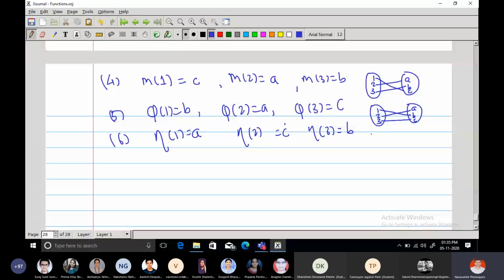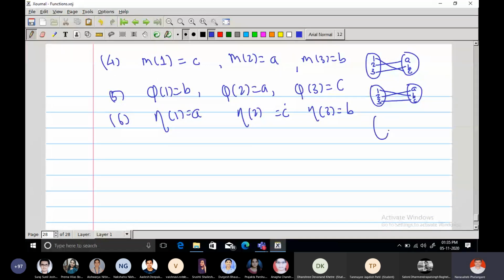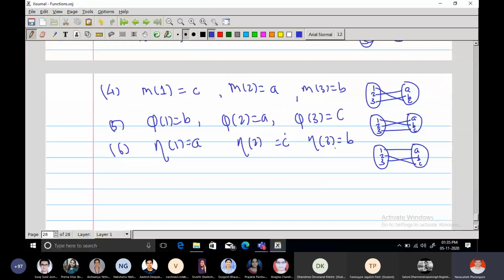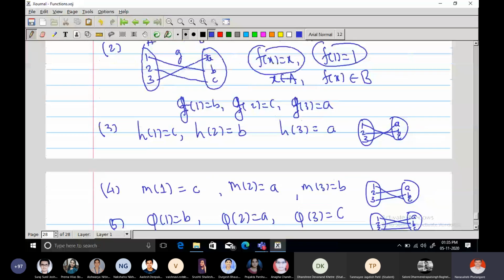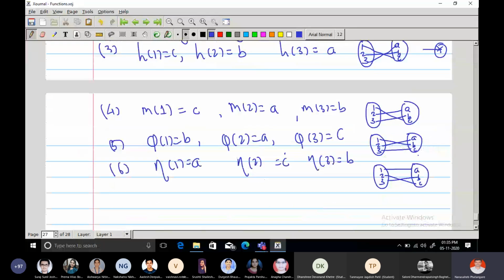And what is next? 1, 2, 3, A, B, C. So 1 goes to A, 2 goes to this, 3 goes to this. Fine. Now you just look at this function. These three functions have some speciality. What speciality do these three star functions have? They are one-one. No, all are one-one. All 6 functions are one-one, right?